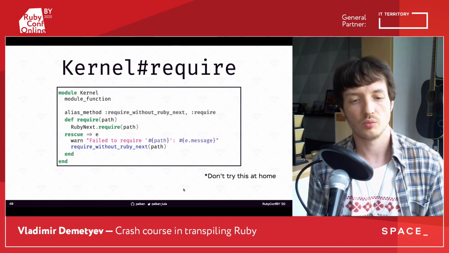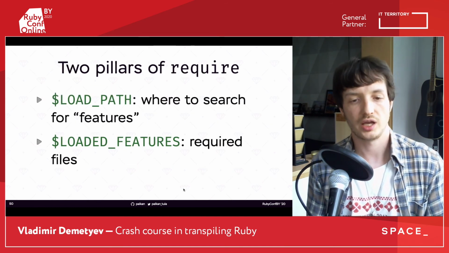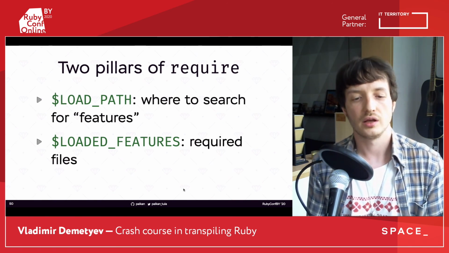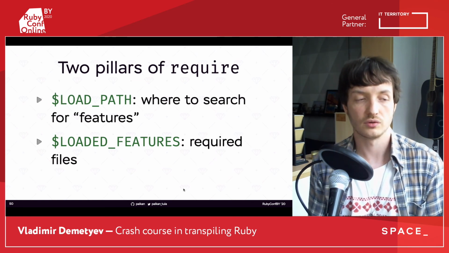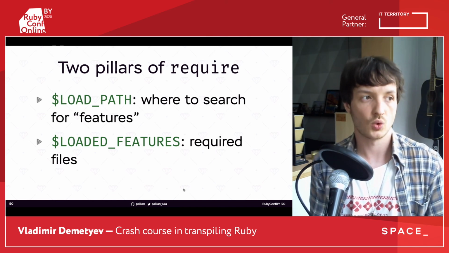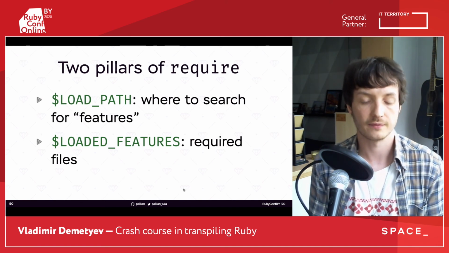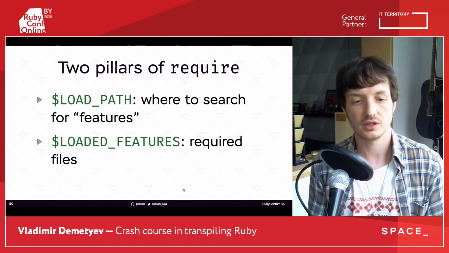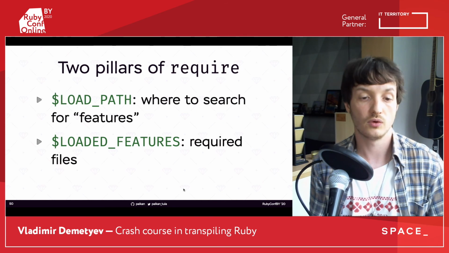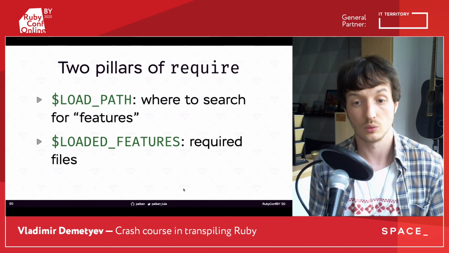So we need to know about two arrays that RubyVM keeps to implement the require mechanism. First, it's the load path. It's a search path, actually, for the Ruby files that you require. That's why we don't need to use absolute paths for gems, for example, because they add it to the load path. And the second one is loaded features. That's an index of all features or files that were required, so we don't need to require them twice because require only loads a file once.